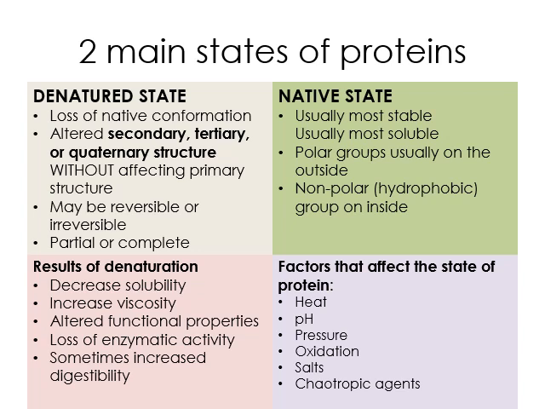So what happens to proteins once they become denatured is that they will decrease in solubility, at the same time increase in viscosity, and alter the functional properties. Later we're going to look into how the denaturation will affect the functional property of proteins in food system. For enzymes, upon denaturation they are going to lose their activity. In some cases, denaturation can also increase digestibility of the protein. There are many factors that affect the denaturation of proteins, such as heat, pH, pressure, oxidation, salt, and chaotropic agents.